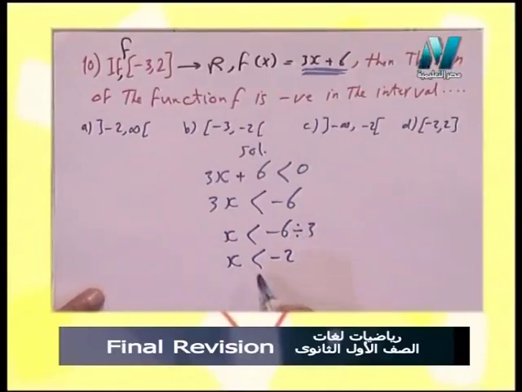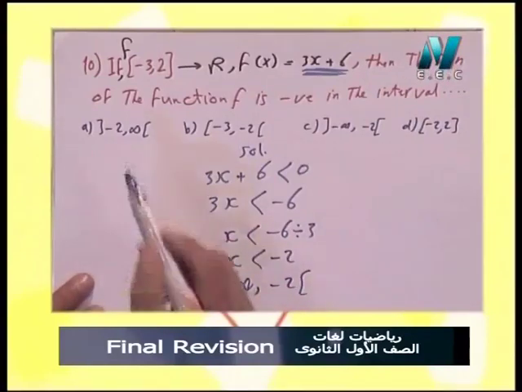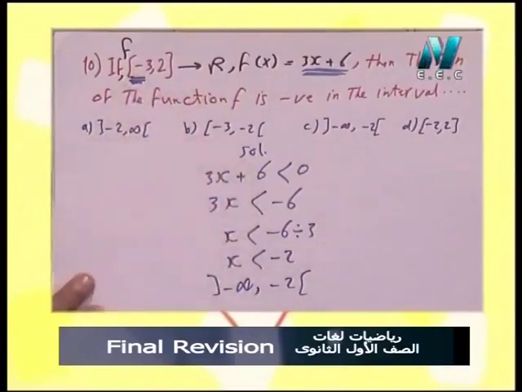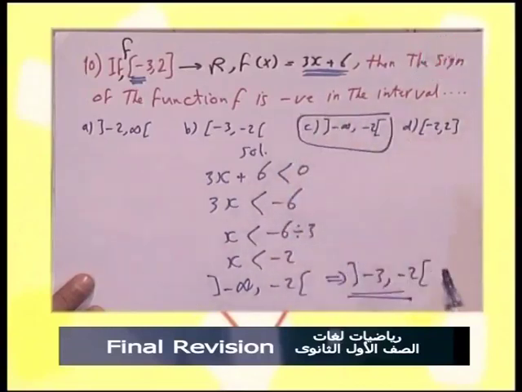Okay? Less than negative 2 in general means negative infinity to negative 2 open. But we have only the starting point here, which is negative 3. So we can put negative 3 instead of negative infinity, because it is the starting point for this function. So it will be negative 3 and negative 2 open. So it is the solution set. Where is the solution set? It's C now. Negative... No. It's negative 3 and negative 2.